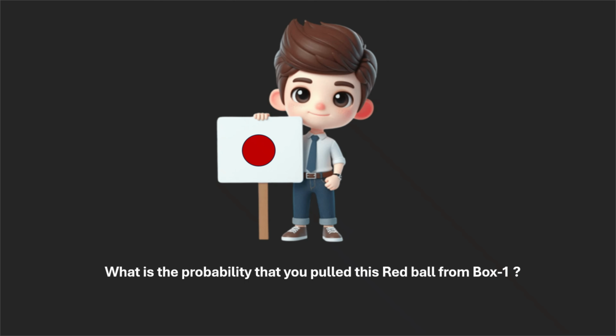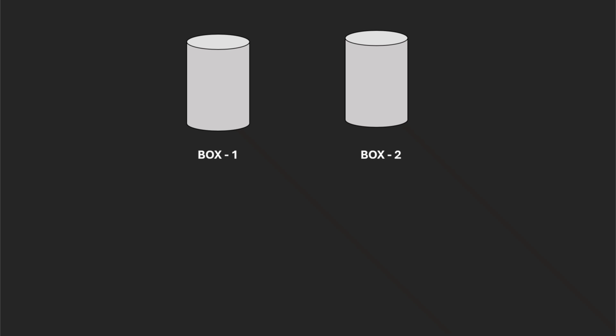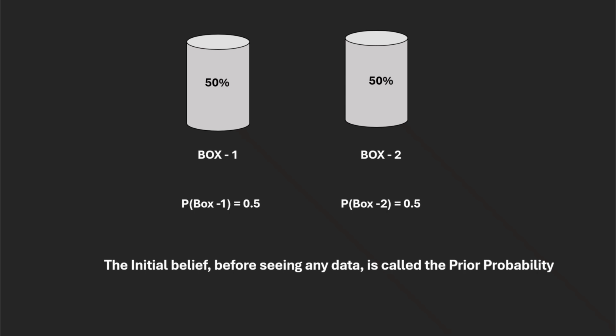To answer this, we need to revisit our thoughts during the entire scenario. Consider again the scene when you are blindfolded. Before you even reached out and picked the ball, your belief was perfectly balanced. You had no information to prefer one box over the other. So your assumption was probability of box 1 equal to 0.5 and probability of box 2 is equal to 0.5. This initial belief before seeing any data is called the prior probability. It represents what you believe before evidence enters the picture.